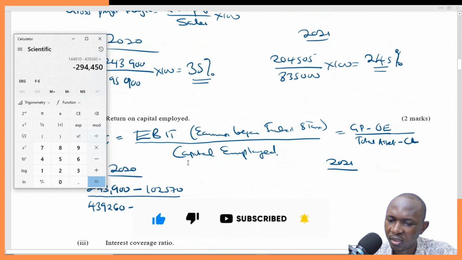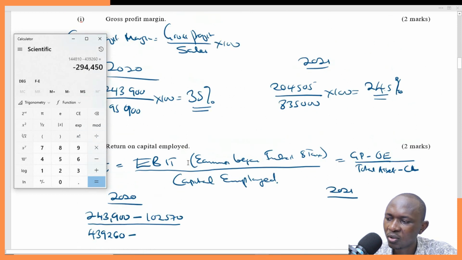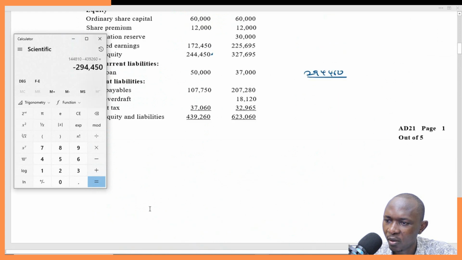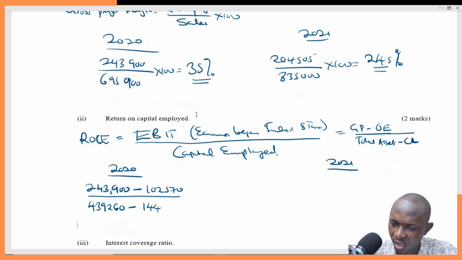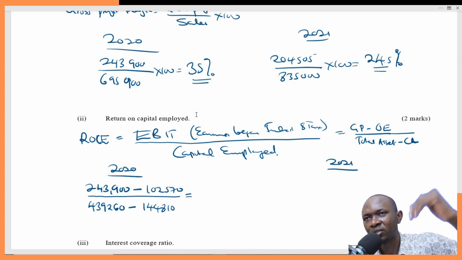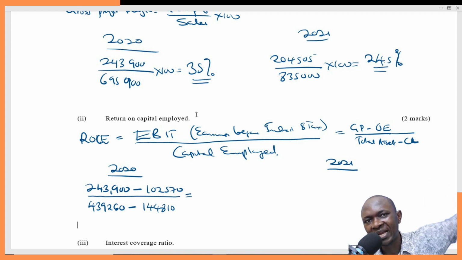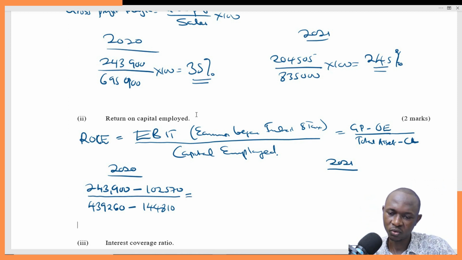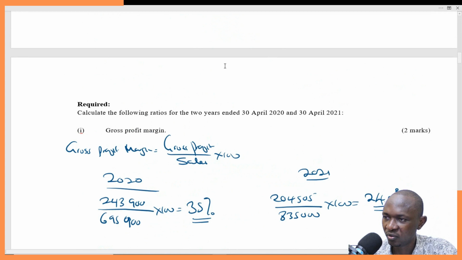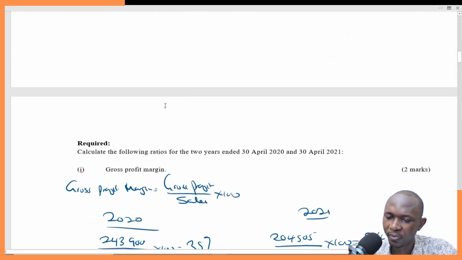So let's come down here. What are we looking at? Since we chose to go the total assets minus current liabilities way, we'll take the total here, 144,810. Those are just two different ways of working it. You can either take the equity plus long-term liabilities, or you can take the non-current asset plus current asset minus current liability. You'll still get the same answer. We've tried here and you've seen we've gotten the same answer.